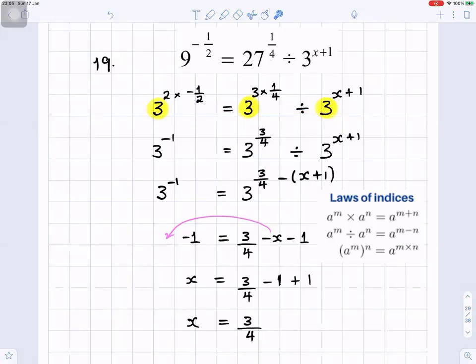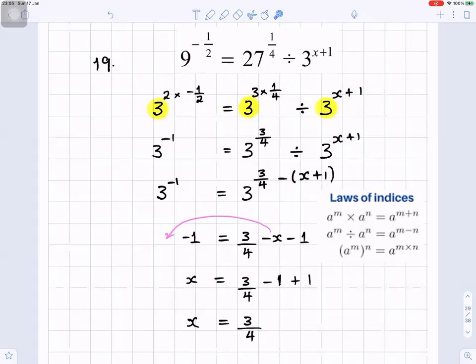Now we can start working with the powers. So we do 2 times minus a half. The 2 would cancel with that, so you get minus 1 left. 3 times 1 over 4 is 3 over 4. And the x plus 1 stays the same, x plus 1.